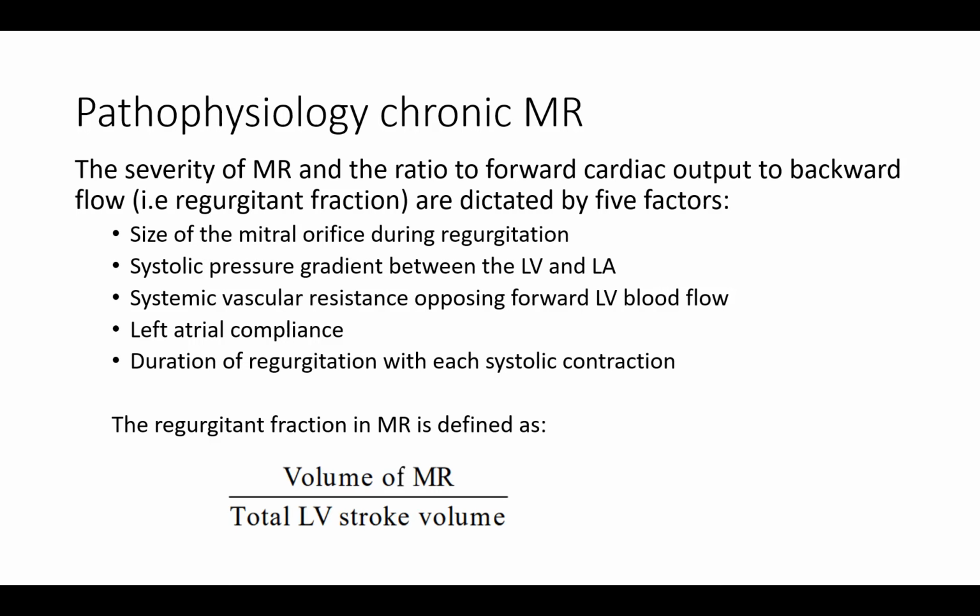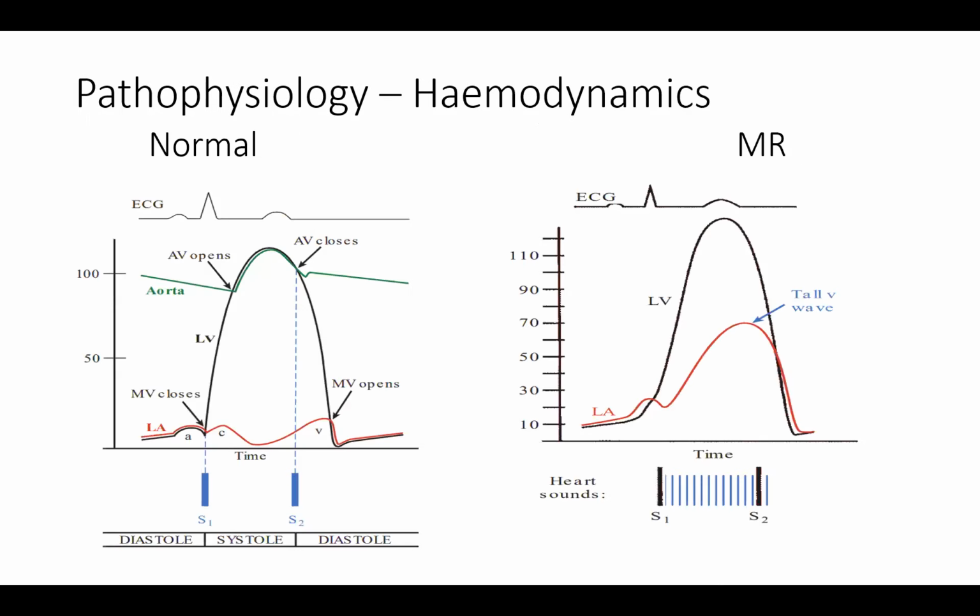Of course, the compliance of the left atrium, like we mentioned, and the duration of regurgitation with each systolic contraction. So, duration of the cardiac cycle. So in essence, the formula for regurgitant fraction is defined as the volume of the mitral regurgitant flow, that's back, divided by the total stroke volume.